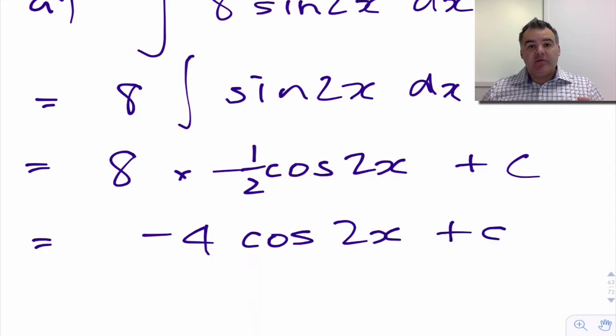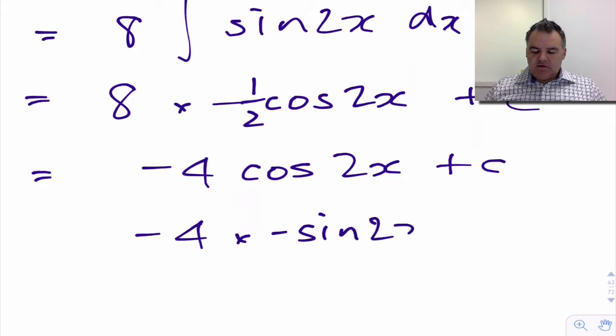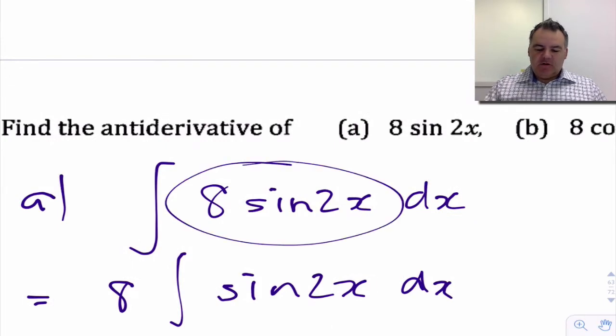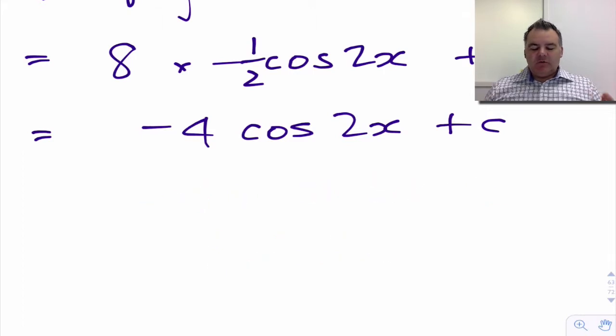Now you can always check by differentiating. The derivative of negative 4 cos 2x will be negative 4, the derivative of cos 2x will be negative sine 2x times by 2. Correct. So the two negatives cancel each other out. 4 times 2 is 8, so we get 8 sine 2x, which is exactly what the question is. So we know that we've got that one right. That's my little step at the end to make sure that I've done the right thing. So we're talking about the reverse chain rule here, but for trig functions.